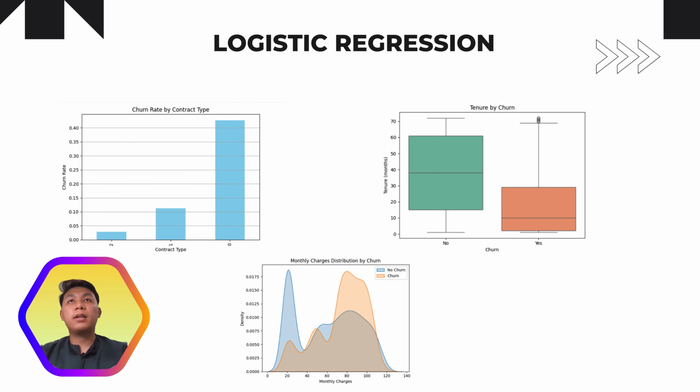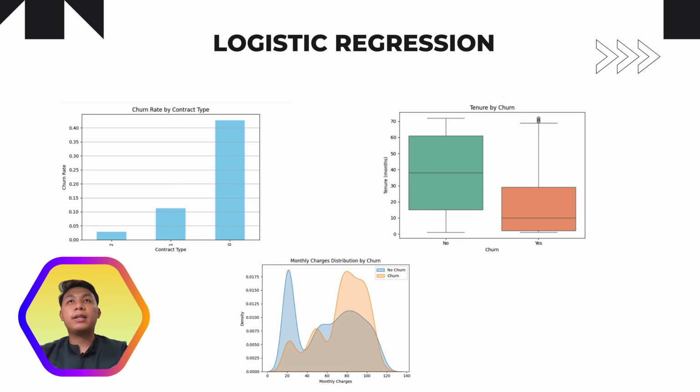The first figure is a churn rate by contract type. Customers with month-to-month contracts show the highest churn rate, indicating that those without long-term commitment are more likely to leave. This suggests a need for stronger incentives to encourage long-term contracts.